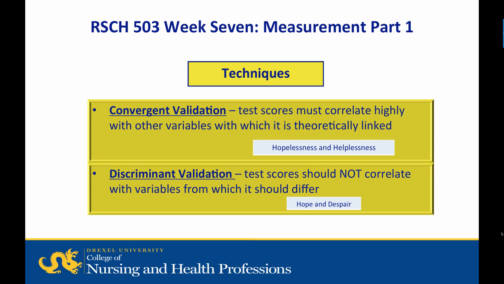In discriminant validation, scores on the test or instrument should not correlate with variables from which it theoretically differs. For example, scores on an optimism hopefulness scale should not correlate with scales on a test of despair.